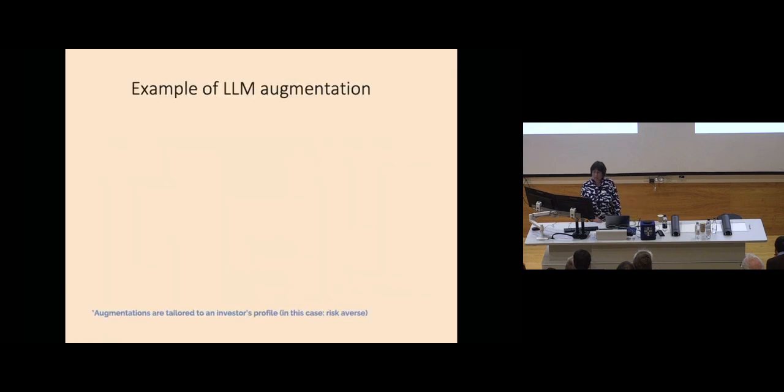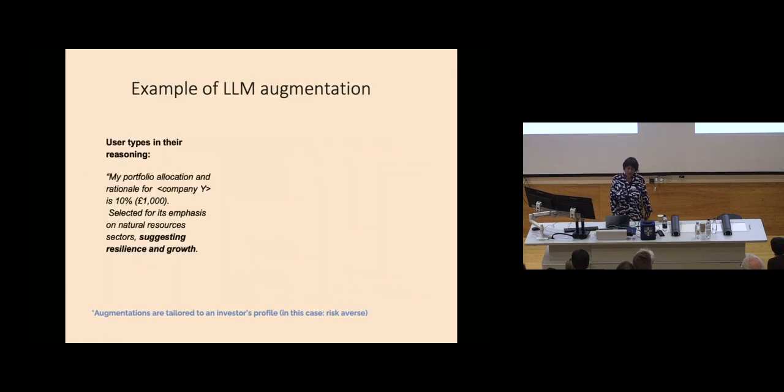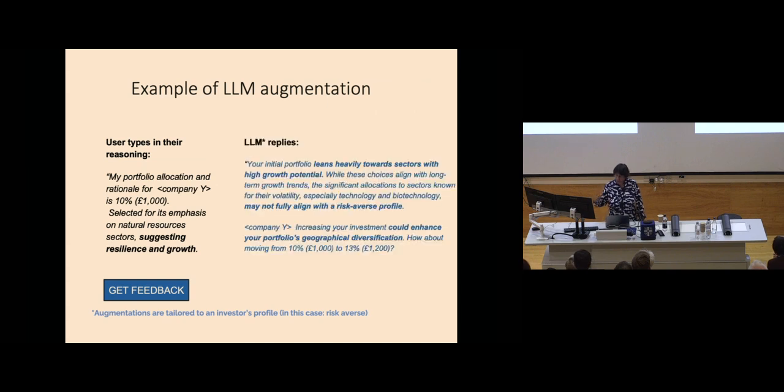So the way in which it works is that the user types in their reasoning before they make a trade. So, my portfolio allocation and rationale for company Y is 10%. I'm going to put in £1,000. And it's selected for its emphasis on natural resources sectors, suggesting resilience and growth. So they type that, and then they can click on the button, get feedback, and the system comes back with a summary of what they've said, and also some suggestions of what they might like to change.